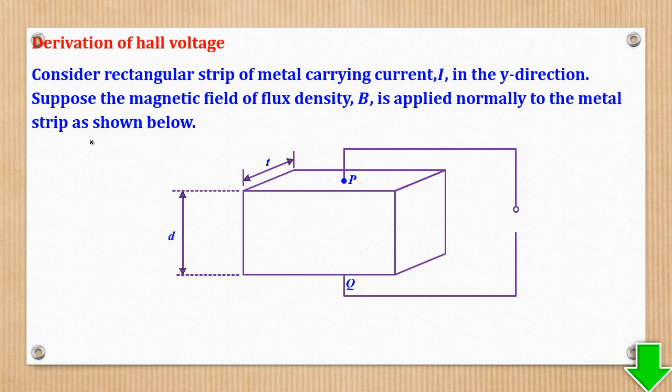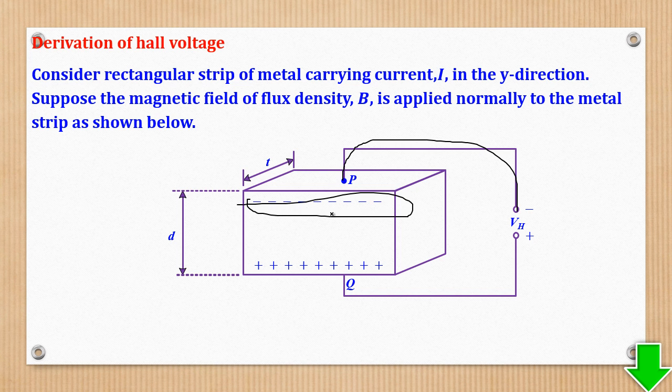So it is connected to a power supply, which will give us what we call the Hall voltage. Now because of this, the negative terminal will create a negative charge here, and the positive terminal will create a positive charge at Q. Those two charges create what we call an electric field. That electric field creates an electrostatic force.